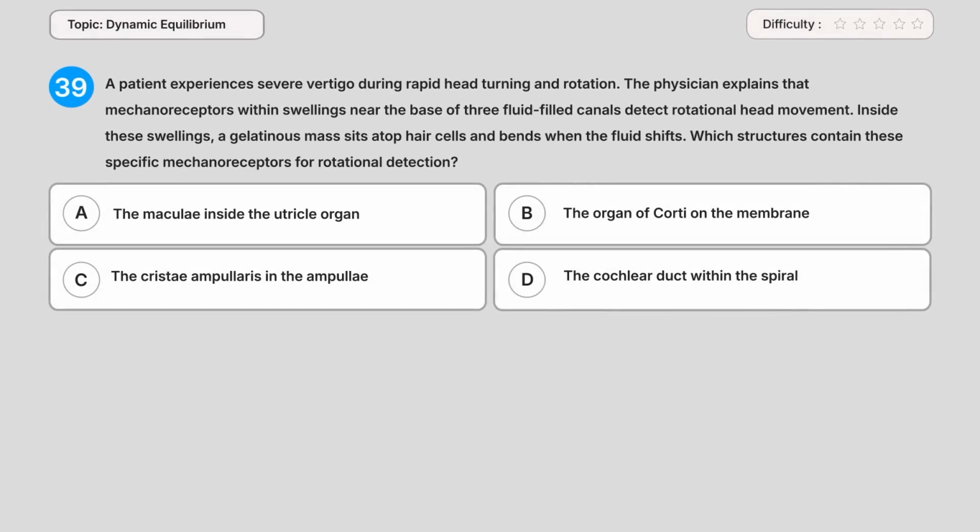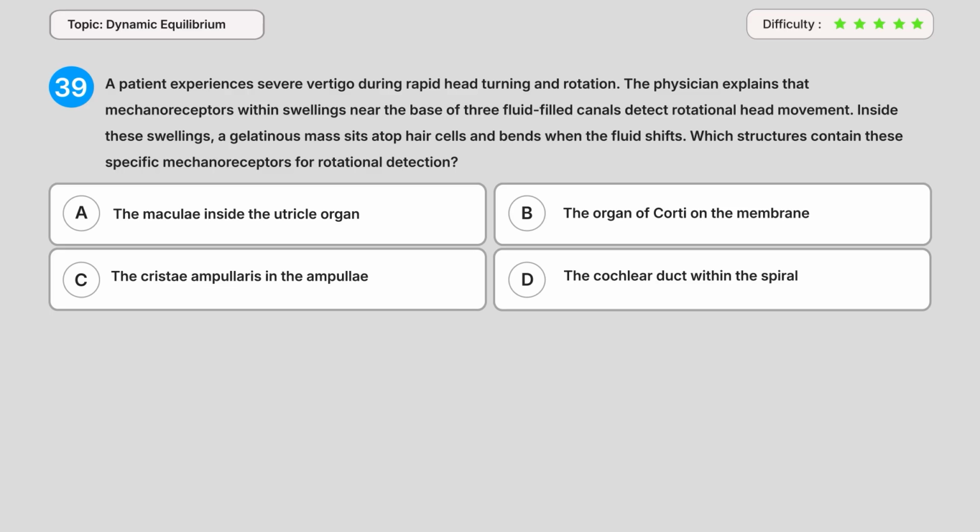39. A patient experiences severe vertigo during rapid head turning and rotation. The physician explains that mechanoreceptors within swellings near the base of 3 fluid-filled canals detect rotational head movement. Inside these swellings, a gelatinous mass sits atop hair cells and bends when the fluid shifts. Which structures contain these specific mechanoreceptors for rotational detection?